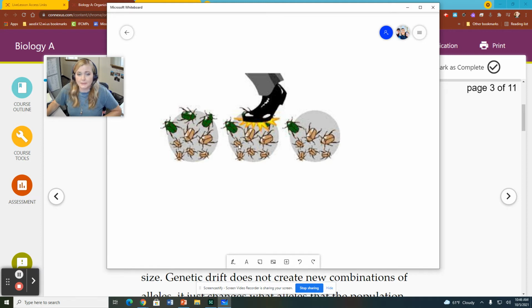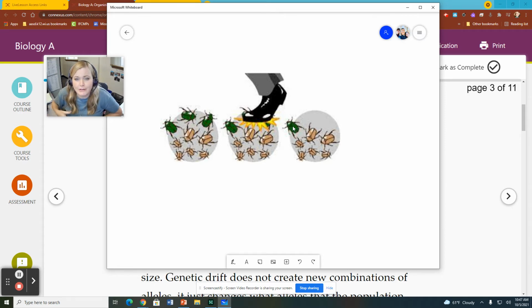This is also an example of what we called in a previous lesson the bottleneck effect. So a random outside incident drastically reduces the size of a population and ends up either reducing or eliminating alleles. Say he had squished this guy too.